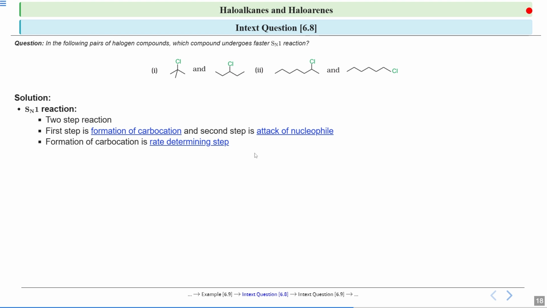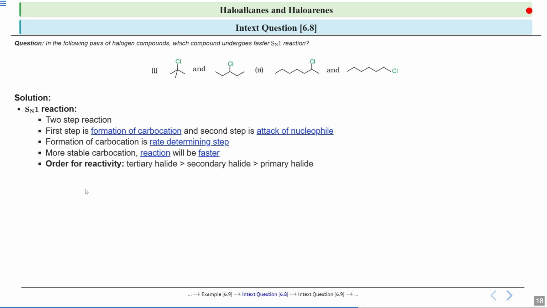So the formation of carbocation here is the rate determining step. That means carbocation stability is the key factor. So the more stable the carbocation, the faster the reaction will be, because the rate determining step is the step where the carbocation is forming. So if a stable carbocation is forming, then the reaction rate will be faster. The reaction will proceed at a higher rate.